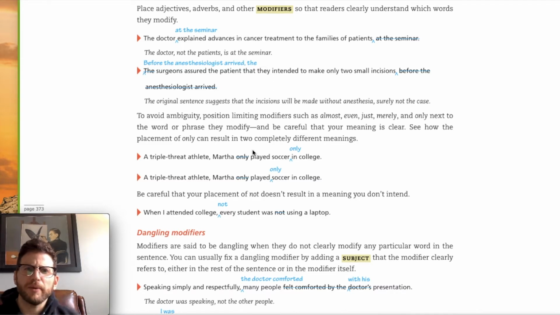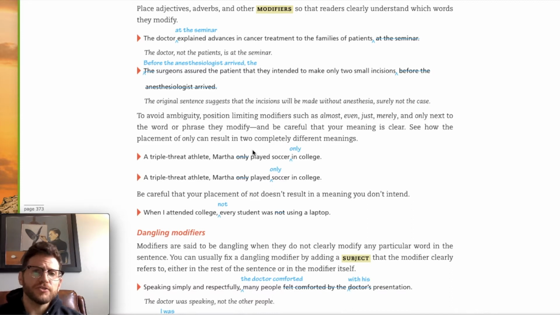What we're going to be talking about today are modifiers and two different kinds of mistake that happen with modifiers. One is modifiers being in the wrong place, and the other one is modifiers being what are called dangling, and we'll talk about both of those in much more detail.